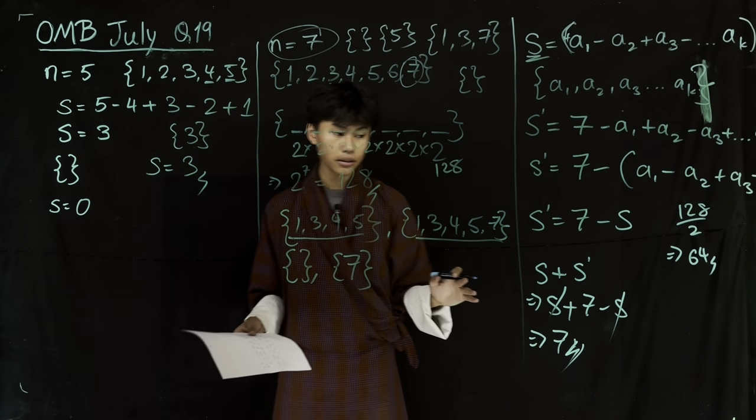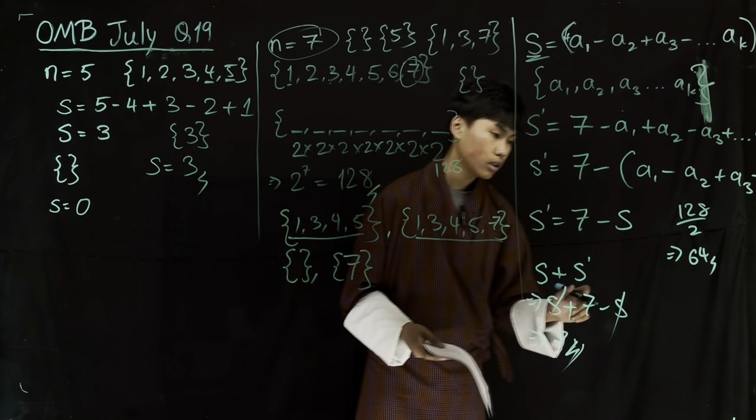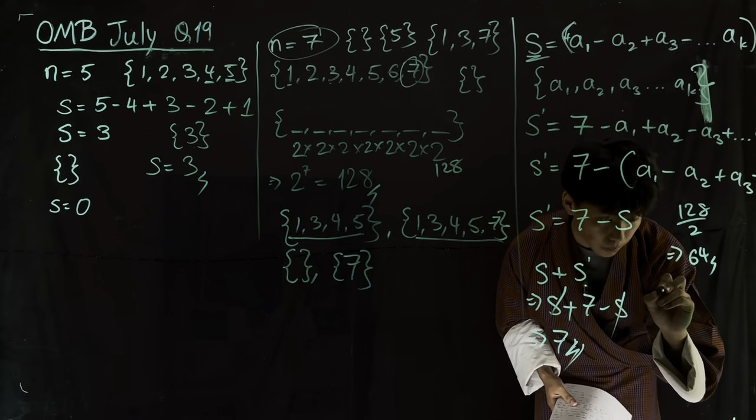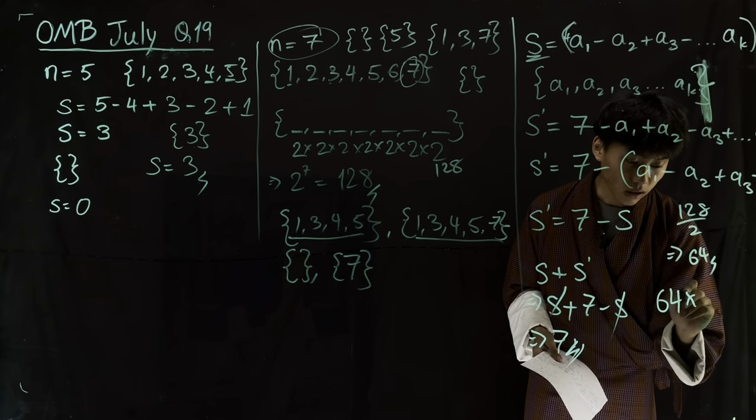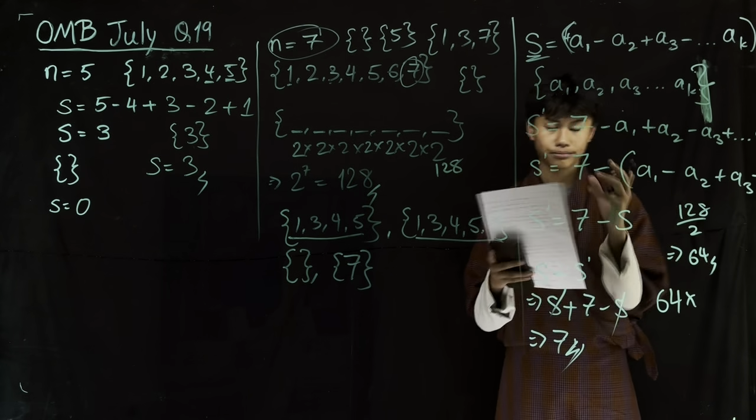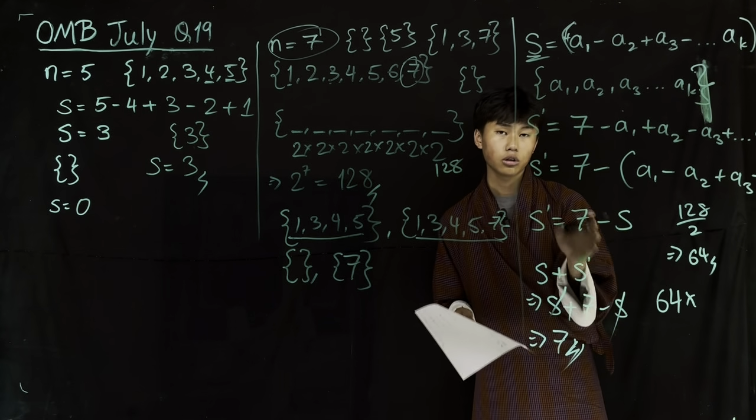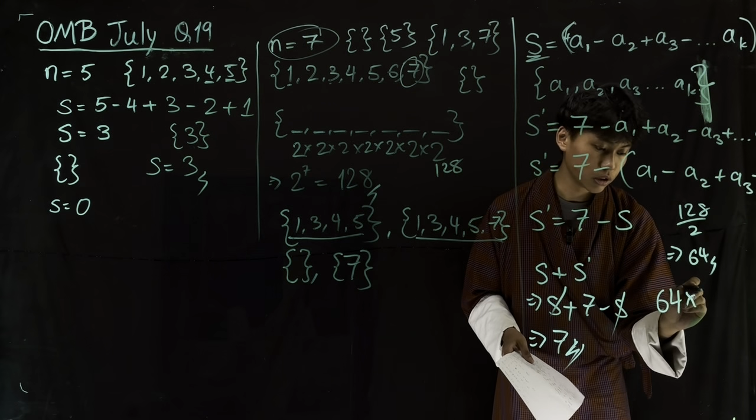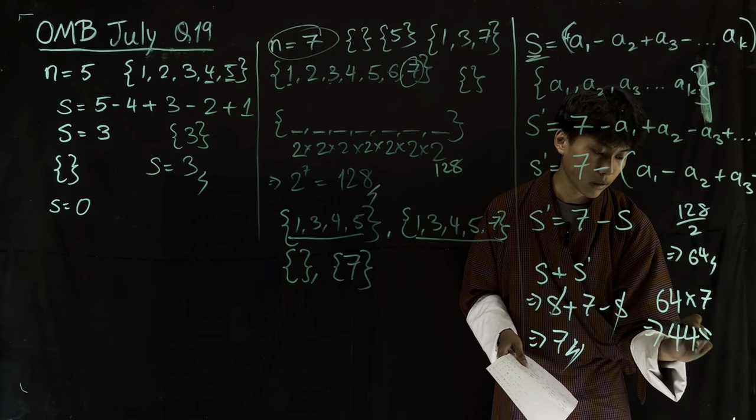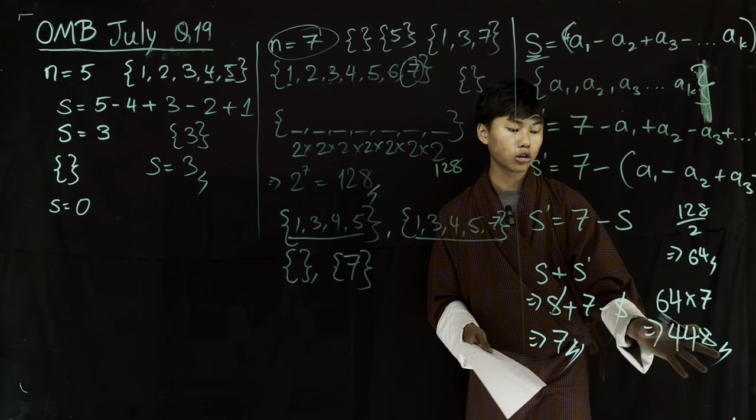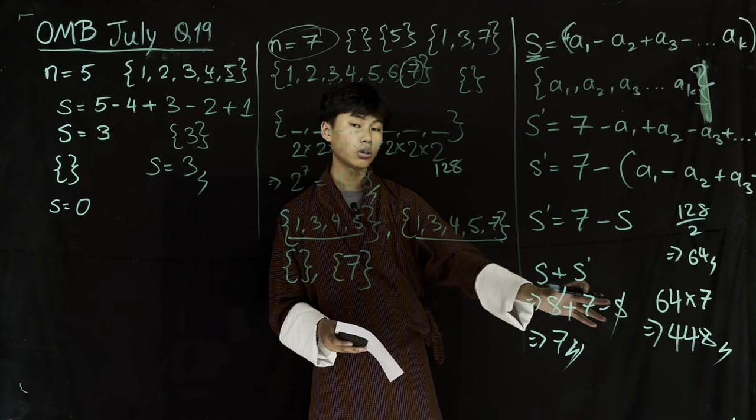So what does that mean? That means if you were to multiply the total number of pairs of partner subsets that you've made with the sum of the alternating sums of the partner subsets, which is 7, you will get 448. Am I right? And that's your answer. That's how you got to the answer. I hope you understood what we did here.